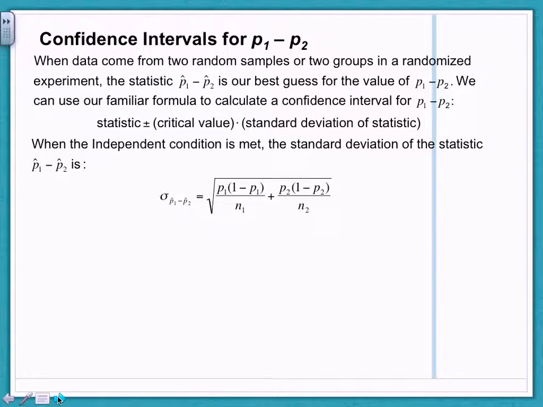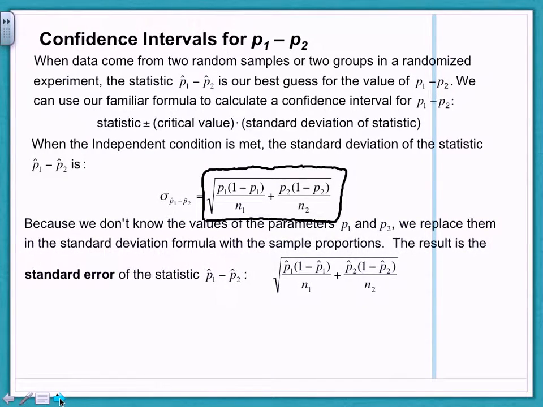When the independent condition is met, the standard deviation is going to be this formula, which we saw in the last video. Because we don't know the values of our parameters, which we never do with our confidence intervals, we replace them in the standard deviation formula with the sample proportions. So the result is the standard error, which we're very familiar with from chapter 18. Just now, because there are two proportions, you're dealing with a standard error of two proportions.